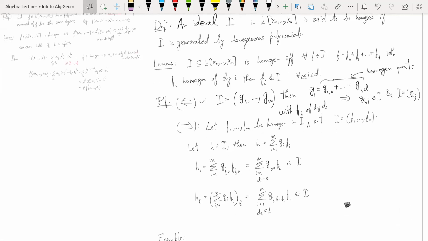And let h be some element of I. Then we want to show that its homogeneous pieces h0, h1 and so on are all in I. Now h is in I means you can write h as the summation of Gi fi, where the Gi are some polynomials in k[x0, ..., xn], for some G1 to Gm in k[x0, ..., xn].